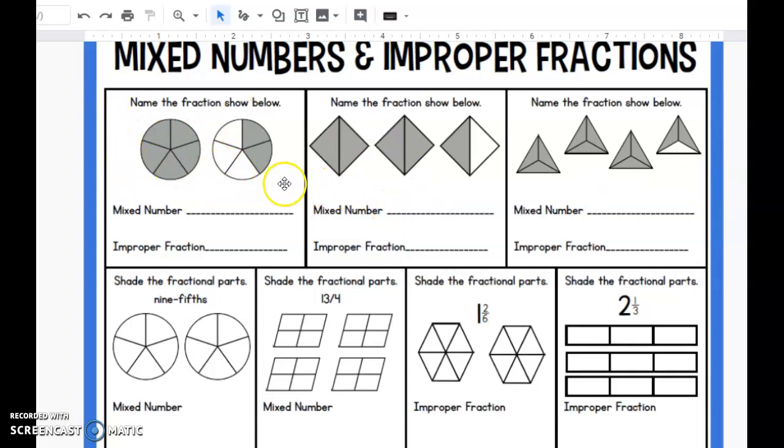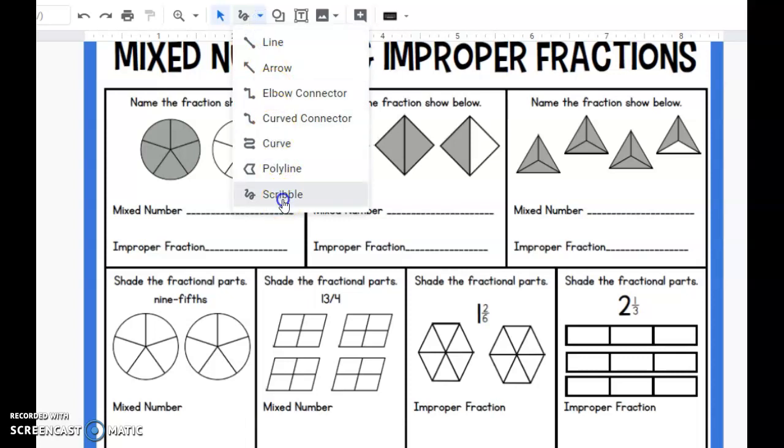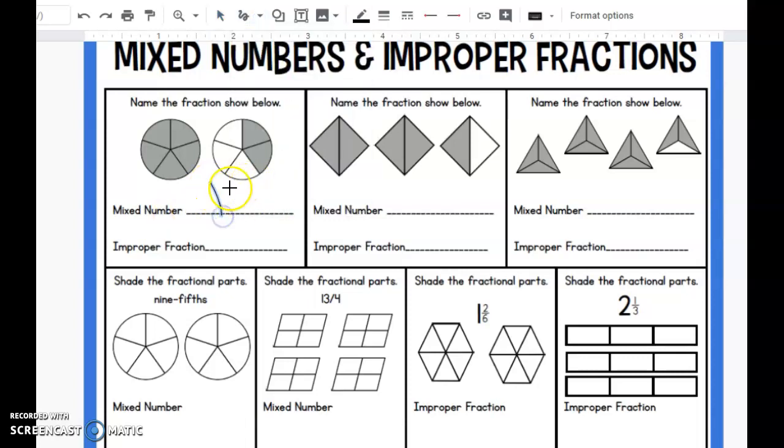In this first one, it asks me to name the fraction shown below. Mixed number. I can see that 1 whole and 2/5 of the next one are colored in. So I'm going to write 1 and 2/5.